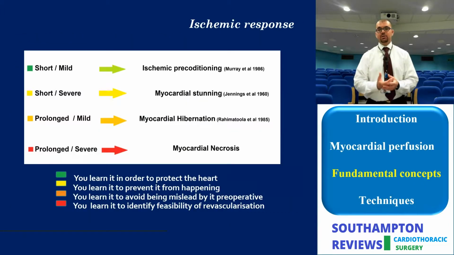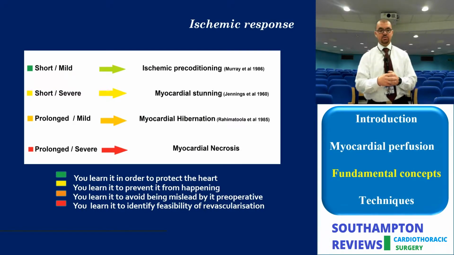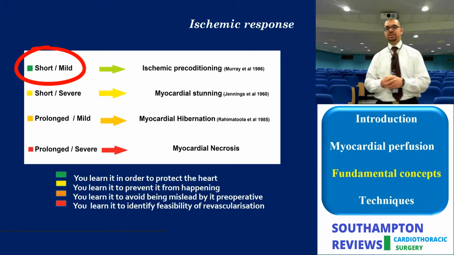In order to completely comprehend the myocardial protection concept, you need to understand what happens during ischemia and what happens during reperfusion. So starting with ischemia, ischemic effects on the heart is completely reliant on the severity as well as duration of the ischemic insult. Various durations, various severities lead to various effects and produces a different picture. This creates a spectrum of presentations depending on the severity and duration of ischemia. So to start with, if you have a short mild ischemic insult, this will lead to what we call ischemic preconditioning.